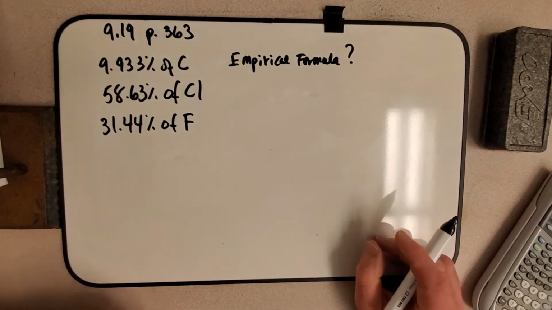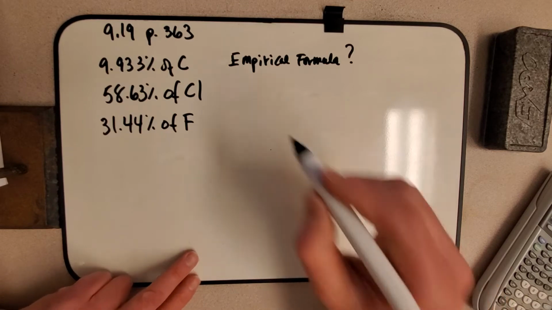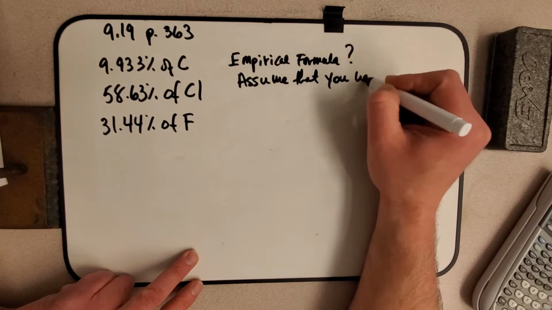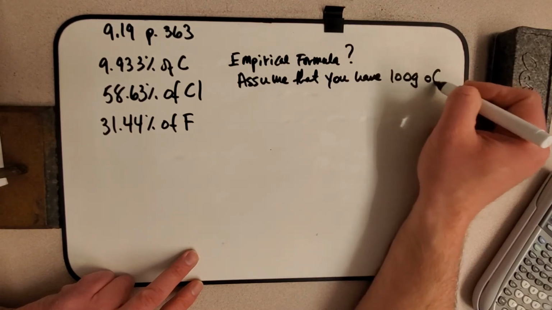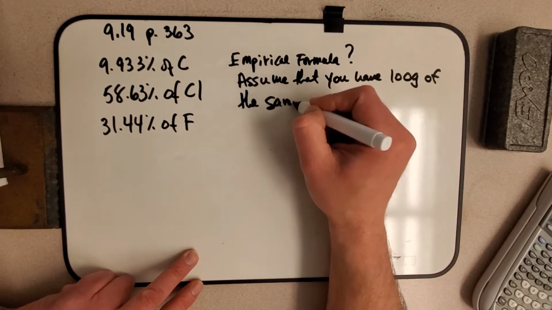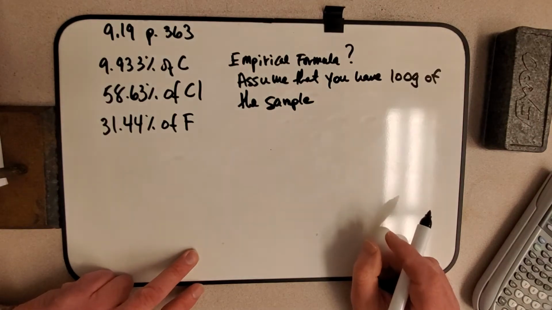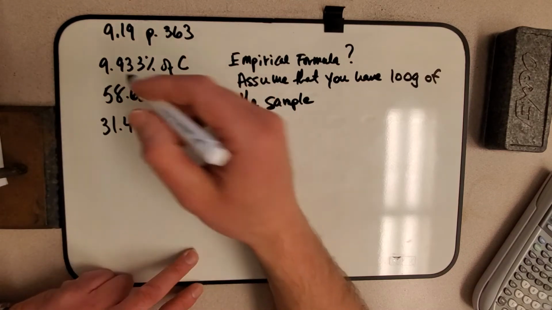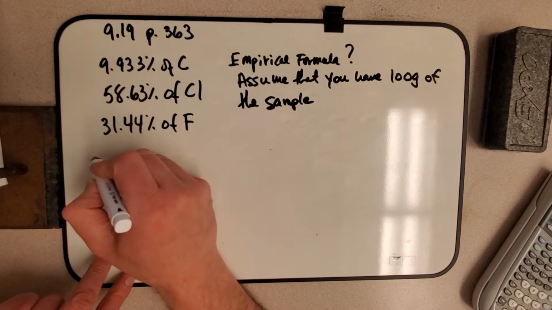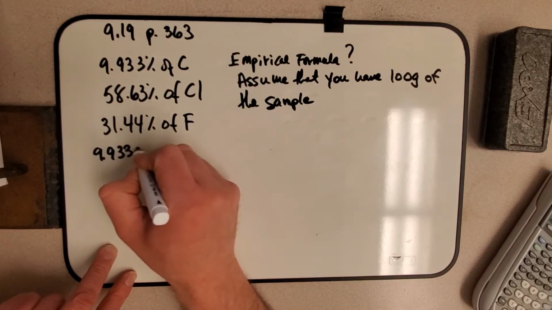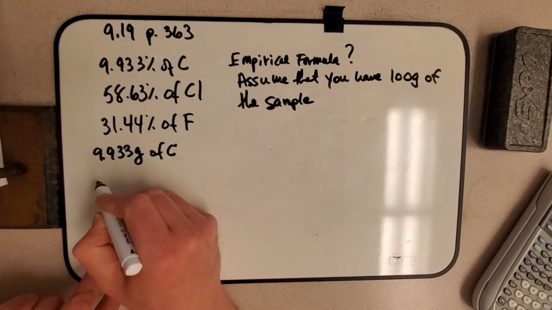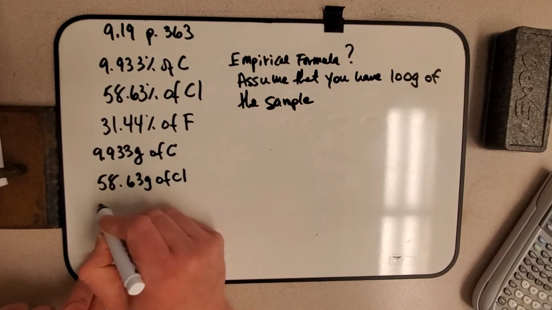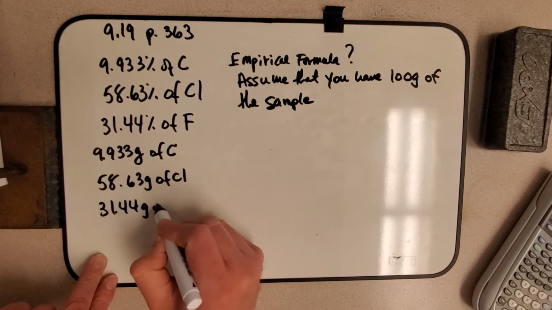Once you see the percentages listed, always assume that you have 100 grams of this sample. That alleviates the pain of converting the percentages into grams. Once you assume 100 grams of the sample, all of these percentages become very simple: 9.933 grams of carbon, 58.63 grams of chlorine, and 31.44 grams of fluorine.